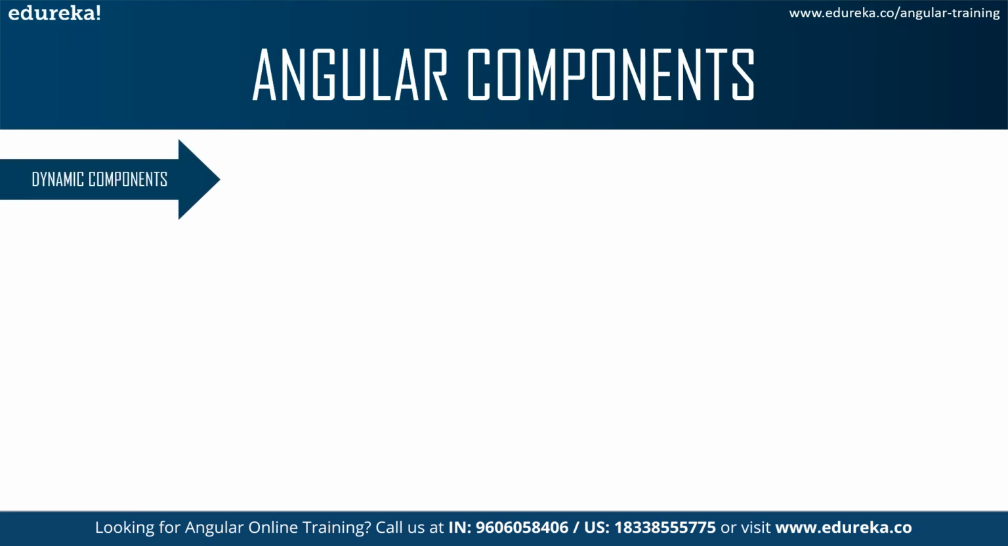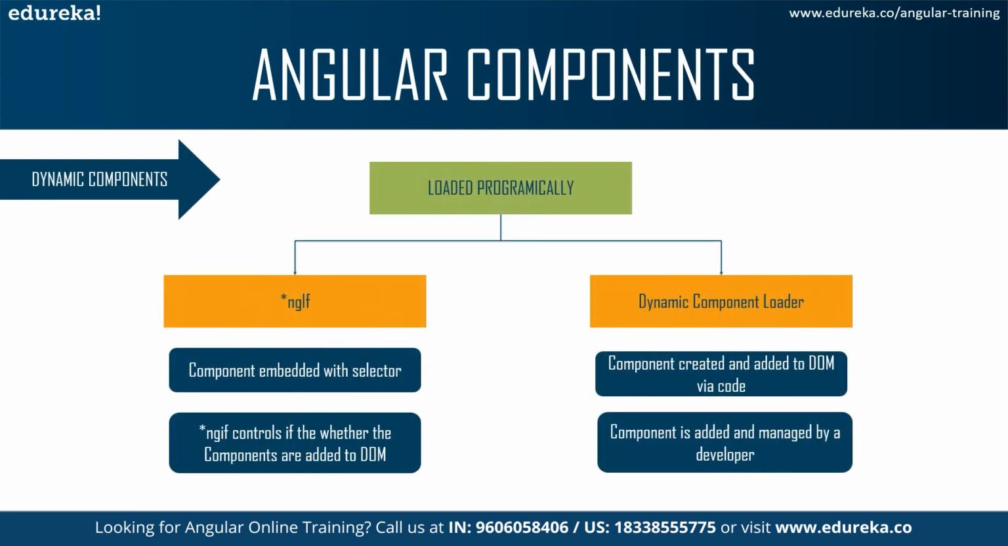Next, we have something called dynamic components. So basically, dynamic components are loaded programmatically in two different ways. The first way is by using ngIf, and the second way is by using a dynamic component loader. So in ngIf, we use an embedded selector. Now we can create a selector and call the component by that. Now, in our dynamic component loader, we have to create code that has been developed in the DOM. Now this is done by a developer. While with ngIf, we can control it and we can add it to the DOM if needed. So now this can be managed. So preferably we use ngIf.